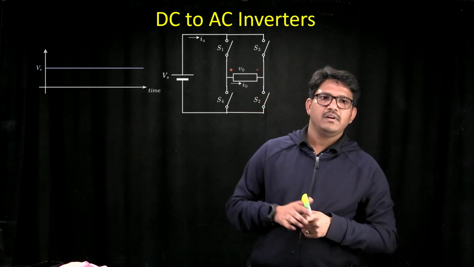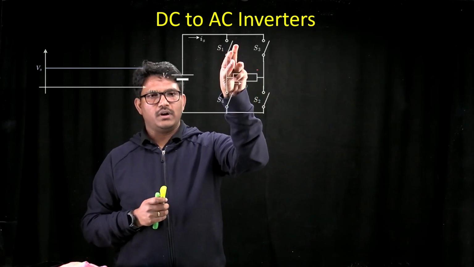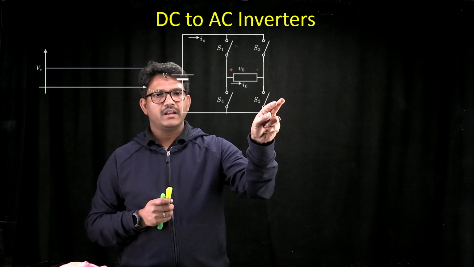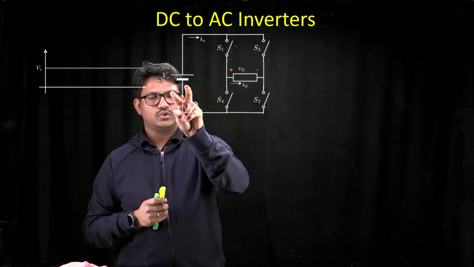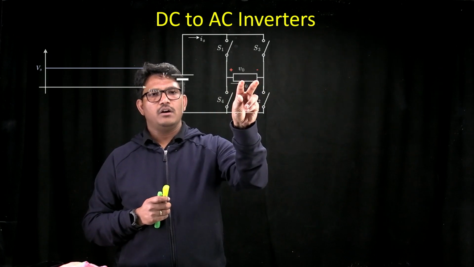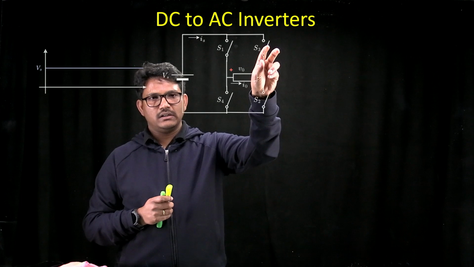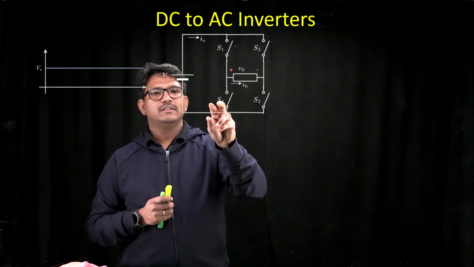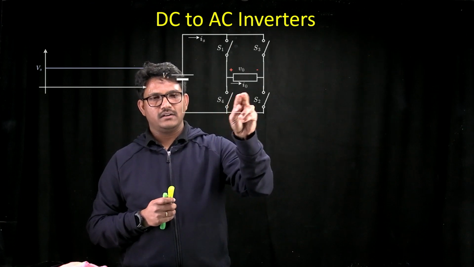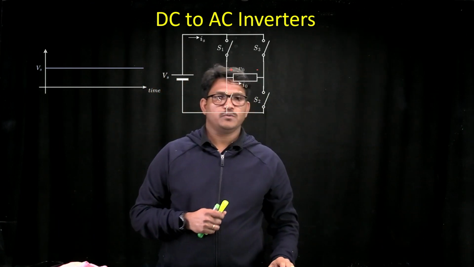We have an inverter circuit where, if you turn on switches S1 and S2, the output resistance is connected across the source voltage, so you will have a positive voltage as your output. If you turn on S3 and S4, then the negative voltage is connected across your output terminals, so the output voltage is negative.